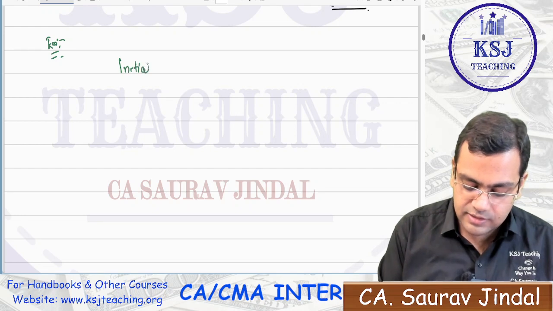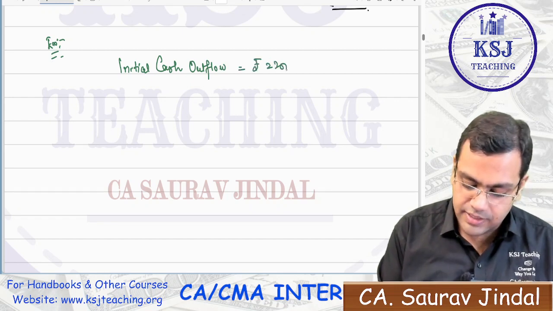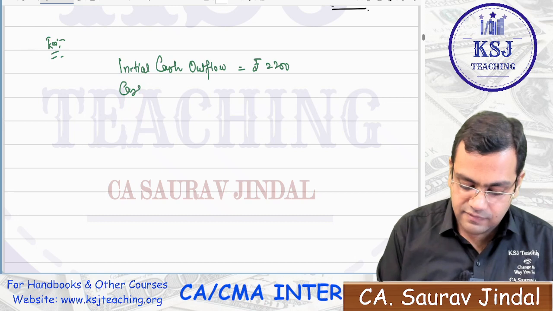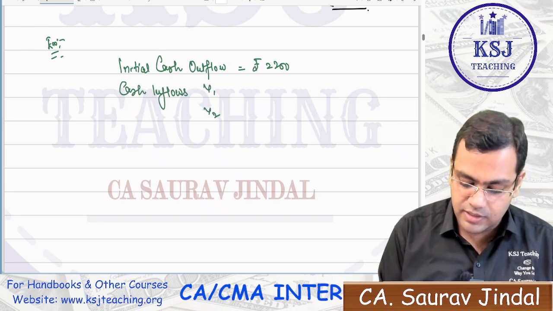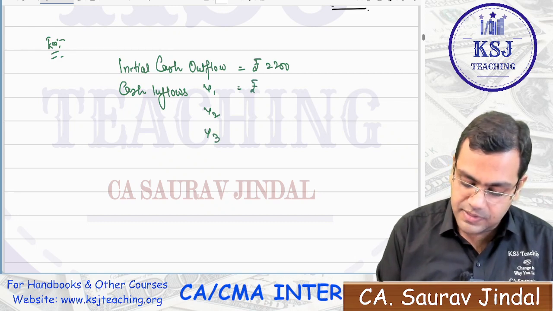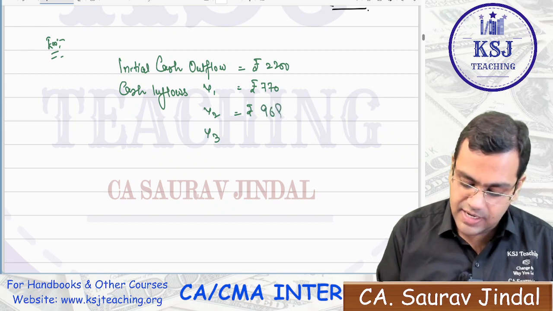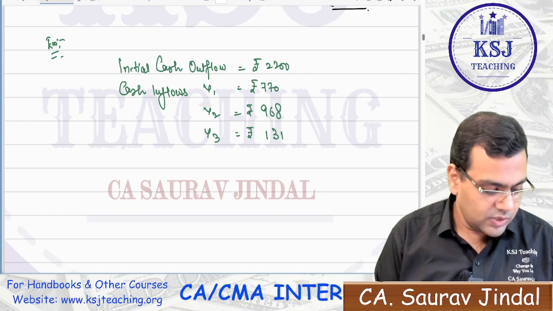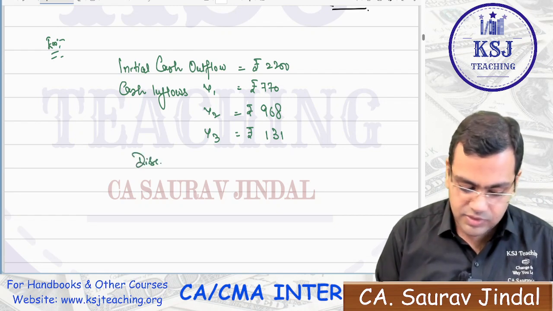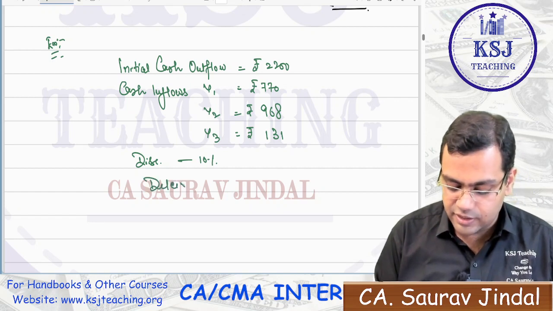Let's say initial cash outflow is rupees 2200, right? Then cash inflows are there. Then you have the cash inflows year 1, year 2, year 3. That is rupees 770, rupees 968, and rupees 1331, right? So he says discounting rate is 10%. Determine modified internal rate of return.